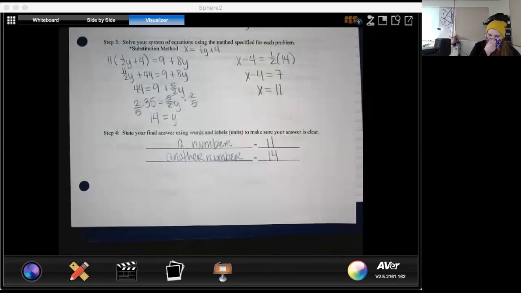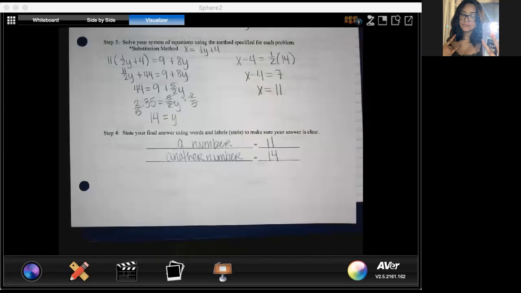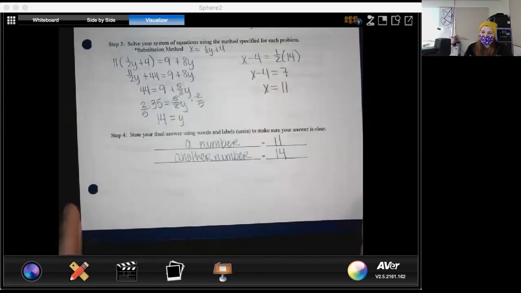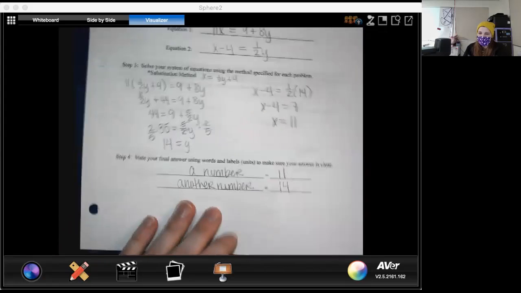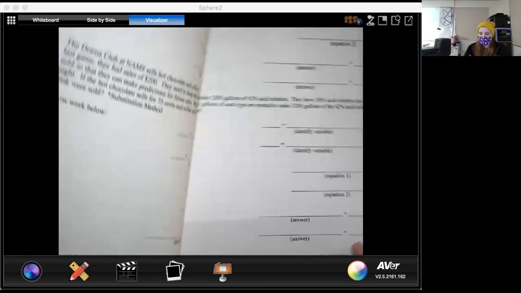Okay, and those are your 4 steps to solving application problems. Identify your variables, create your equations, solve, and then state your answer. Now, those 4 steps will not be written on any following questions after this point. It's just the blanks are provided for you, okay?